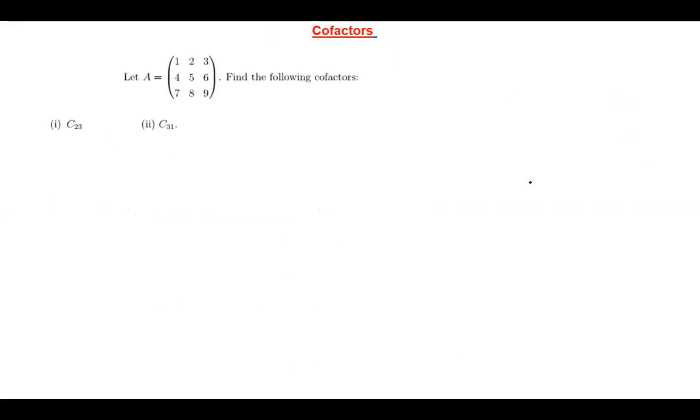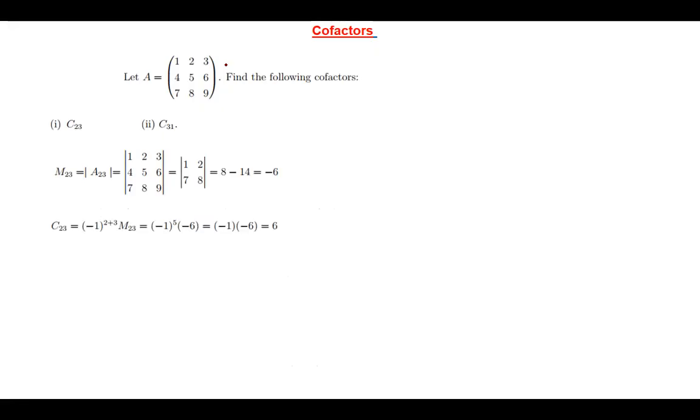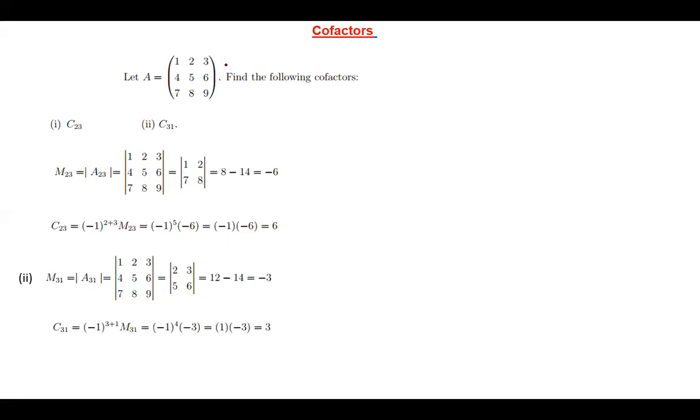So cofactors, using the same matrix there to find the cofactor of 2 and 3, we first find the minor. We found the minor to be -6, and then to find the cofactor of that, you raise your -1 to that power, and then you multiply it with -6, you get your +6. Same applies to this. We found the minor to be -3, and then the cofactor, there it is.